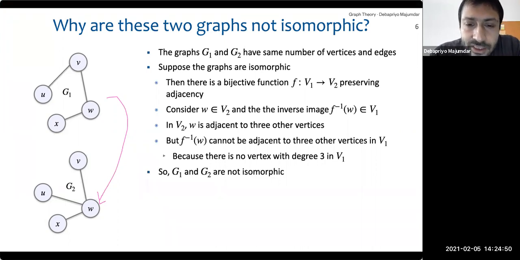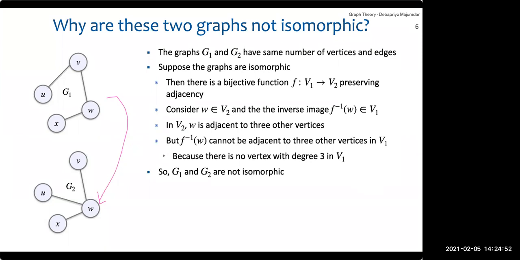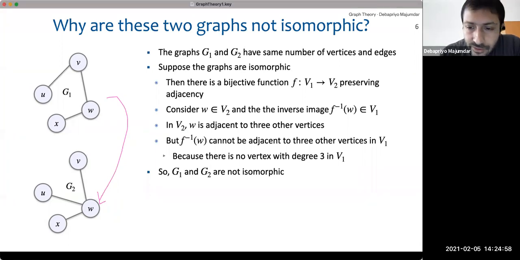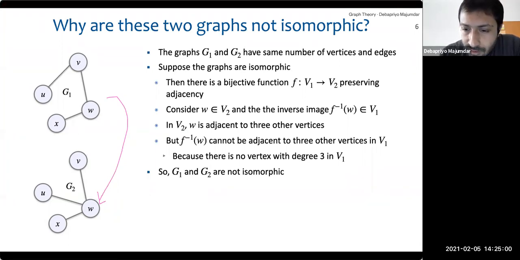Okay, so then G1 and G2. Yes. Okay, so I think it's clear. So then these two graphs are not isomorphic. Let me clear this.